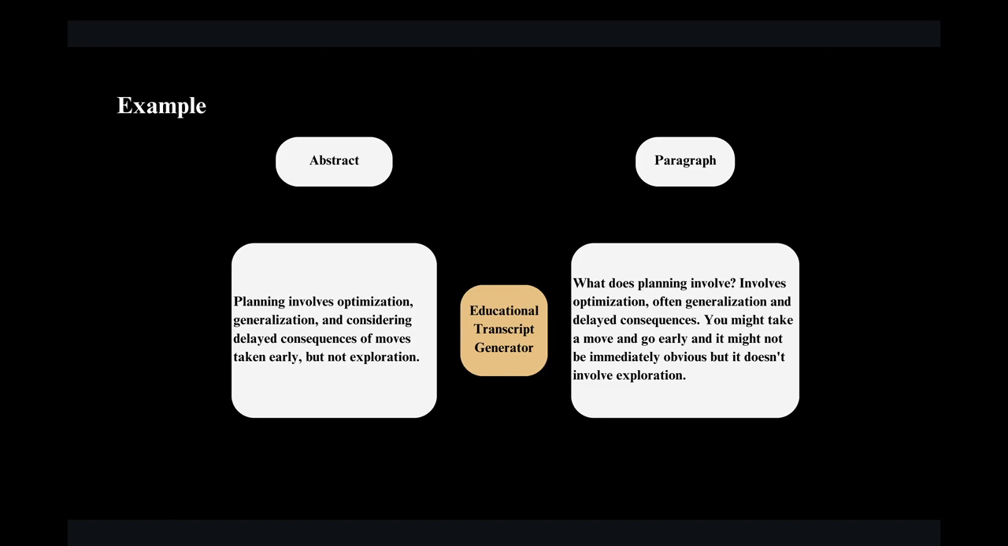For instance, consider a scenario where we provide an abstract about what planning involves. The educational transcript generator generates a paragraph expounding on the abstract, such as explaining planning and delayed consequences. This paragraph is then fed into both the reference question generator and the student question generator, generating insightful questions, some of which we are showcasing on the next page.